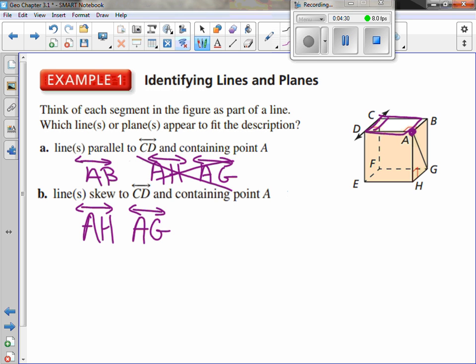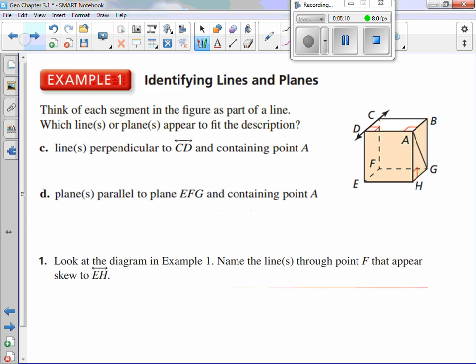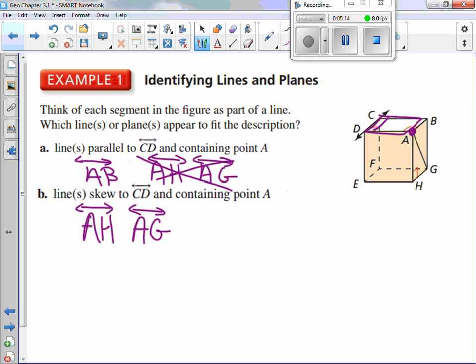Parallel lines do not intersect and are in the same plane. Skew lines don't intersect and are not in the same plane. So any questions on parallel or skew lines so far? They're very similar. The main difference between them is that skew isn't in the same plane. Parallel, they have to be in the same plane.